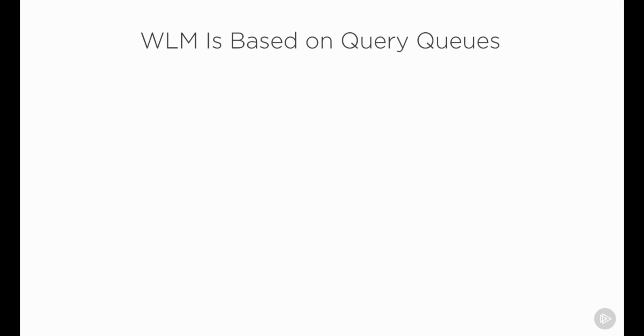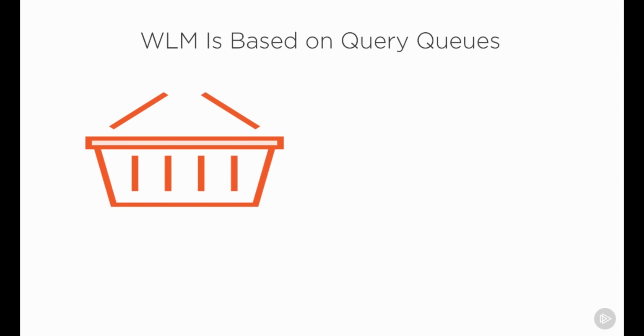Workload management is based on query queues. These are comparable to the checkout lines at a grocery store. Now, it's not a perfect analogy for reasons that I'm going to point out in a second, but it is a good place to start. Consider a grocery store with a single checkout line. You want to buy one single item, but you're stuck in line behind a shopper buying hundreds of items, and they have coupons for all of them. Pretty frustrating for the single user.